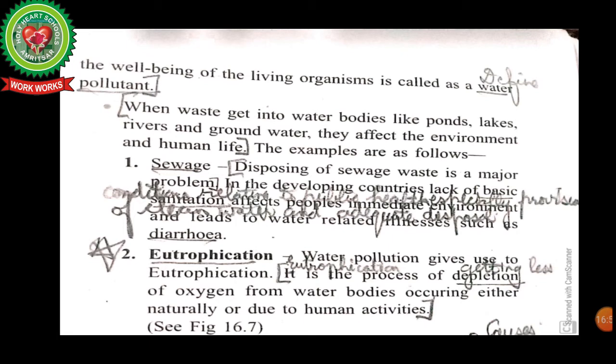Eutrophication. Water pollution gives rise to eutrophication. Now what is this eutrophication? I have earlier also discussed and shown you in the previous slides. Eutrophication is the process of depletion, that is getting less or decreasing in quantity, of oxygen from water bodies, occurring either naturally or due to human activities.